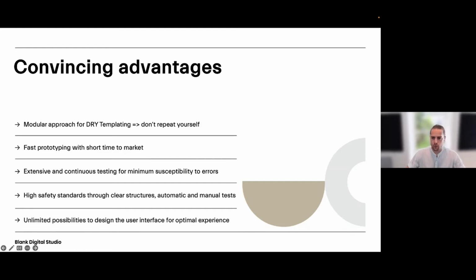As I mentioned before, we can create these components and make them available very, very fast to make the user experience tests. We can do a lot of testing so that we don't have any errors. We have high safety standards due to the fact that we have that clear structure and automatic as well as manual tests. And due to the fact that we have split off the back-end part and the front-end part, which is the UI design, so to speak, we have maximum flexibility.